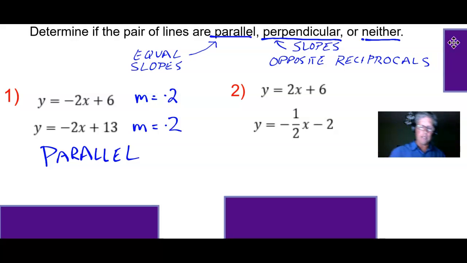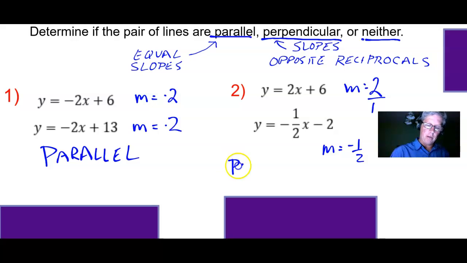So we look at this. The slope of the first one is equal to 2, and the slope here is equal to -1/2. So 2 and -1/2, maybe it would help if I wrote this over 1. If I take one and switch it and change the sign, do I get the other one? Absolutely. These are perpendicular.